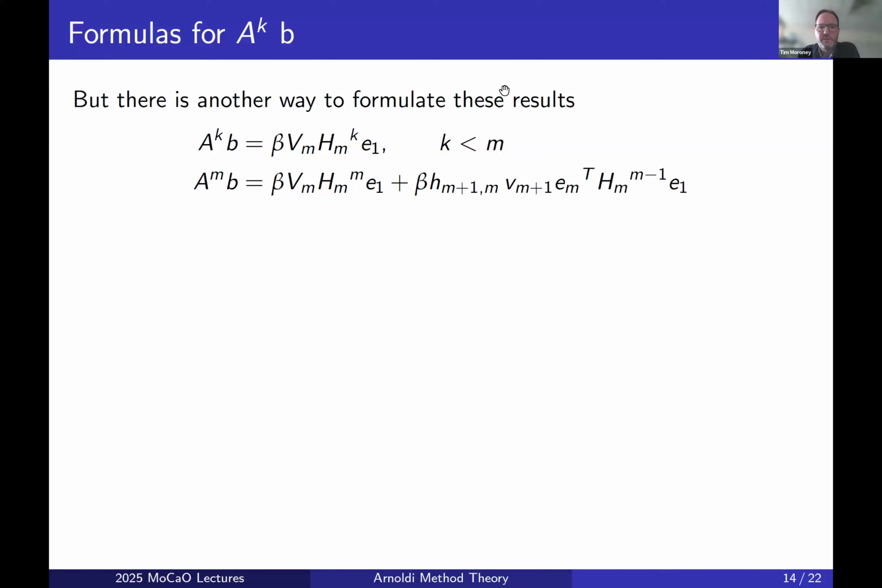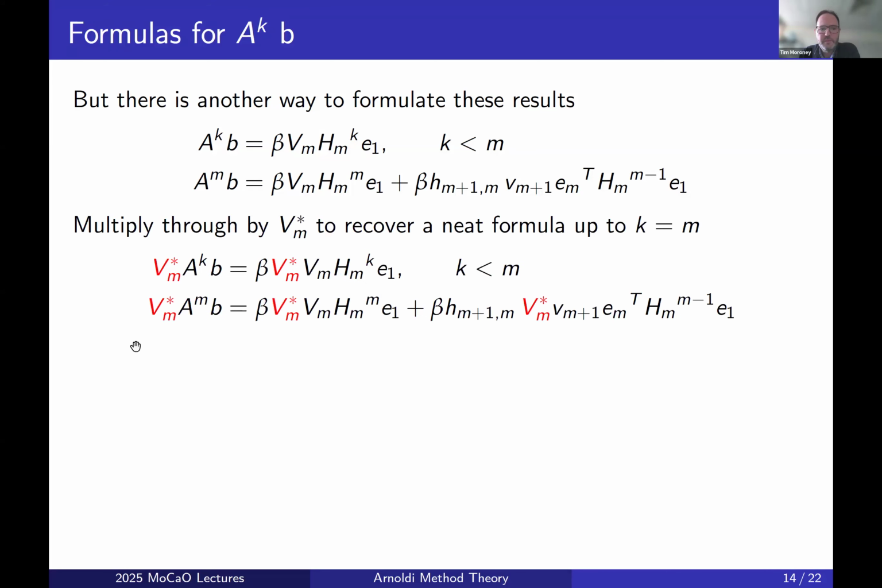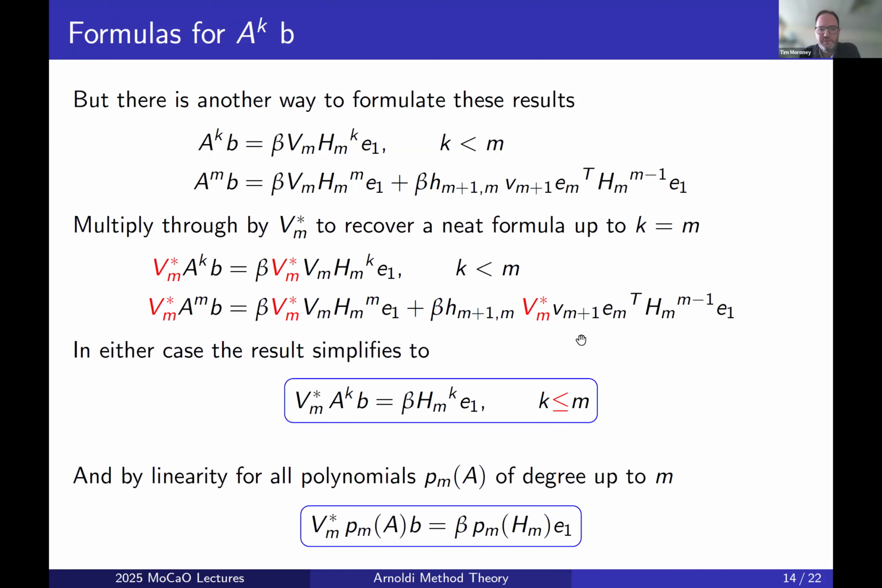But there is another way that we can formulate these results. This is what we had a moment ago. If we multiply through by the vm star on the left, what are we going to get? Well, we get a vm star vm here, so that's an I. And we get a vm star vm here, so that's an I. And here we get a vm star with a vm plus 1. Okay, and vm plus 1 is orthogonal to all of the columns of v. So this term does get killed off when we do the vm star variation of this result.